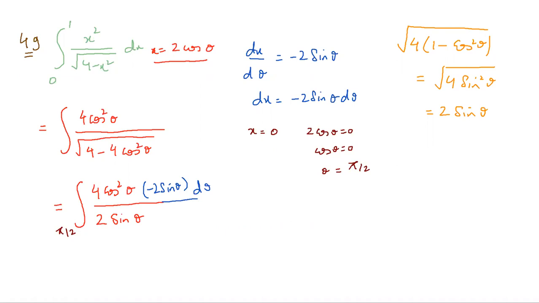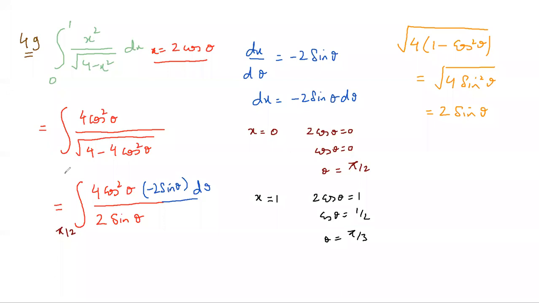And then the upper limit. When your x is 1, this is going to be 2 cos theta equal to 1, and cos theta is equal to 1 by 2. And your theta is going to be pi by 3. You must know these values mentally. Cos 60 is half, and pi by 3 is basically 60.